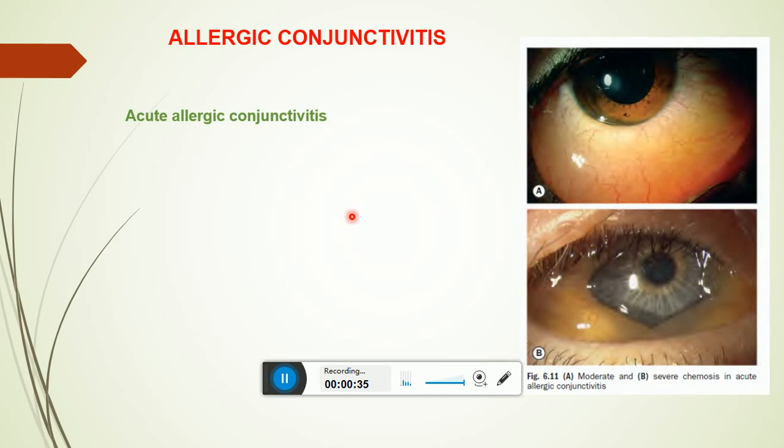So, allergic conjunctivitis is a type 1 hypersensitivity reaction, also known as immediate hypersensitivity reaction. It is mediated by degranulation of mast cells in response to the action of IgE. There is evidence of an element of type 4 hypersensitivity in at least some forms.